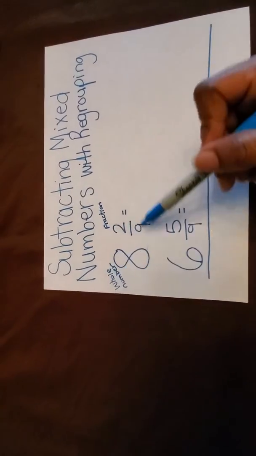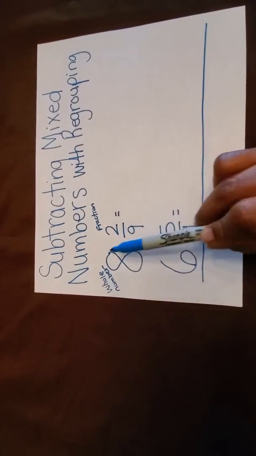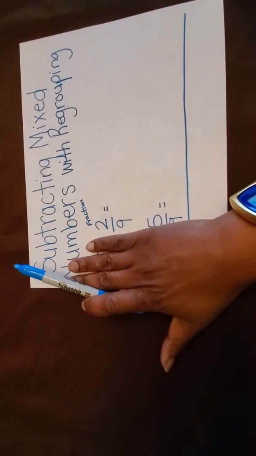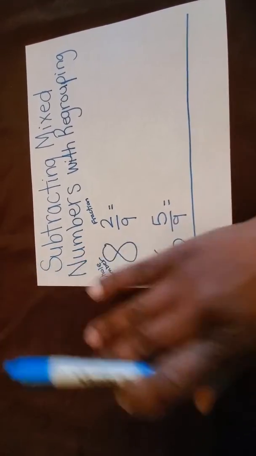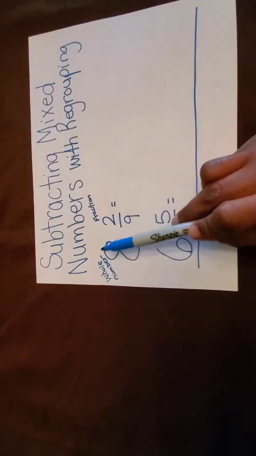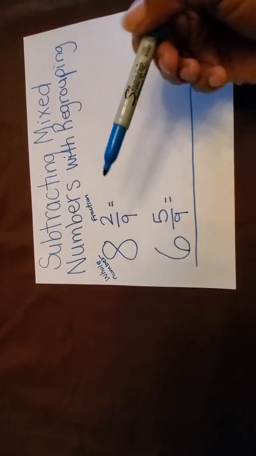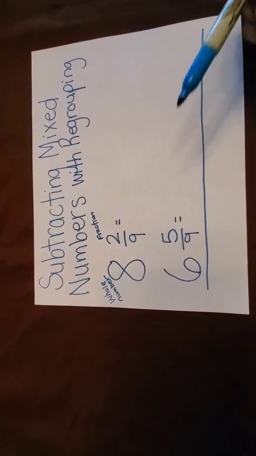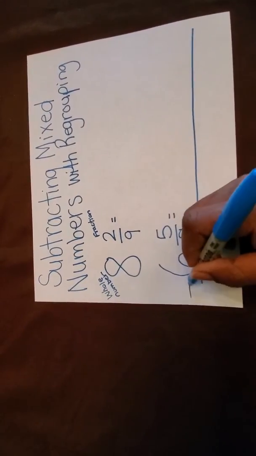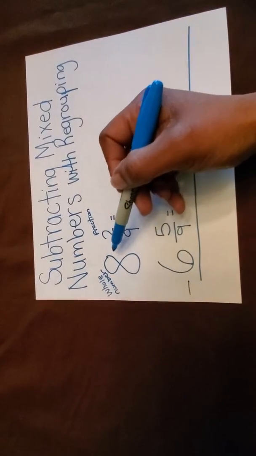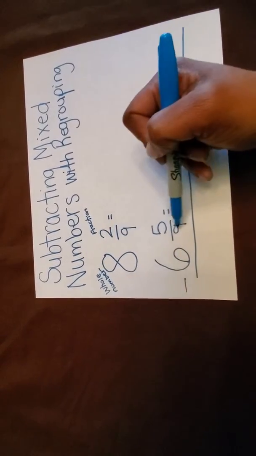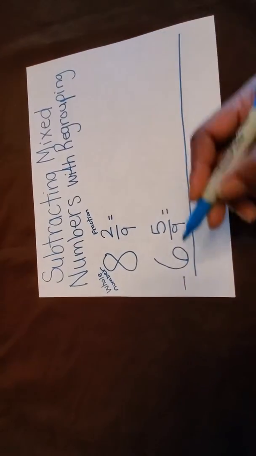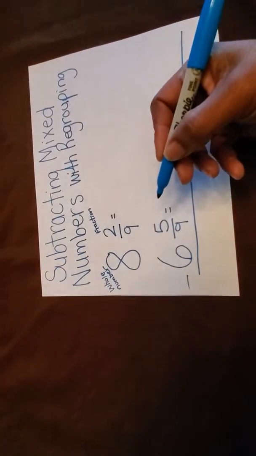So this is a mixed number. What makes this a mixed number is that there's a whole number and a fraction. If there were no whole number, it'd just be a regular fraction. You're going to have that same mindset with subtracting. When you're subtracting, you subtract the fractions, subtract the whole numbers. You can start at the whole number if you want to, or you can start at the fractions.